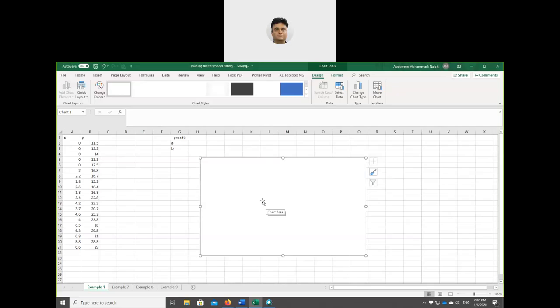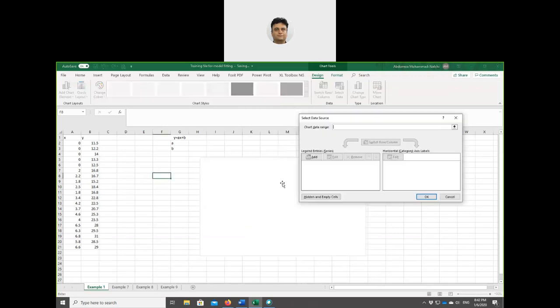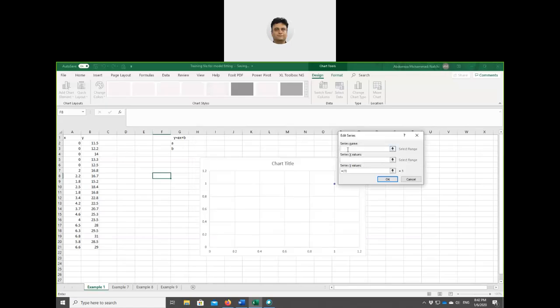Okay, so right click on the empty chart, and this window will appear. Select the data, and a new window comes up. Then you need to add a series here. Add series. Okay, this series will be added.